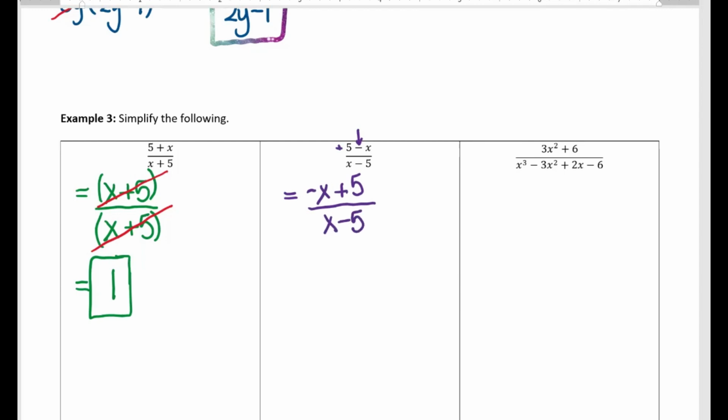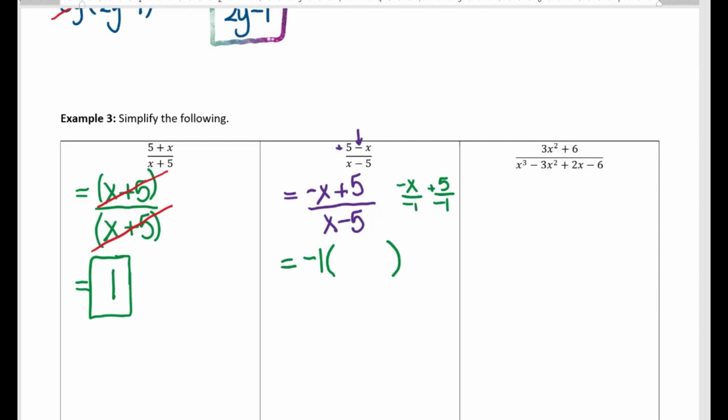Now, x minus 5 and negative x plus 5 are not the same, so we can't cancel it out like we did in the last example. But it's like they're right there. It's so close, but the signs are off. When the signs are off, what we're going to do is factor out a negative 1 where the x is negative. If we factor out a negative 1, negative x all over negative 1, and a positive 5 all over negative 1, let's see what happens.